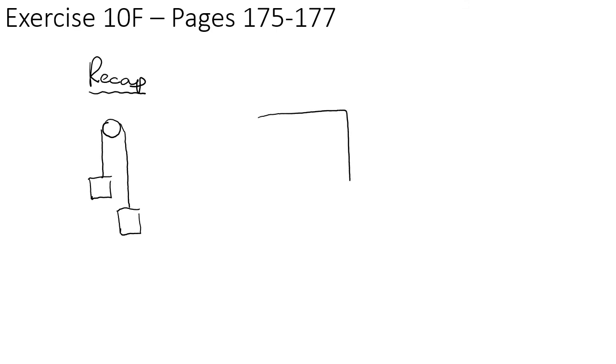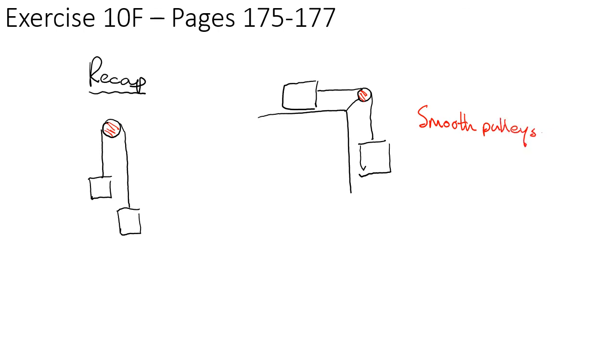You should now be able to do exercise 10F on pages 175 to 177. So in these questions, we had masses moving in different directions over pulleys. It was either where we had something like this, or it was something like this. A pulley redirects a force, and the pulleys in the questions that we will be doing will be smooth. So smooth pulleys. Now if you've got a smooth pulley, that means that the tension is unchanged. So wherever you measure the tension in the string, it will be the same.